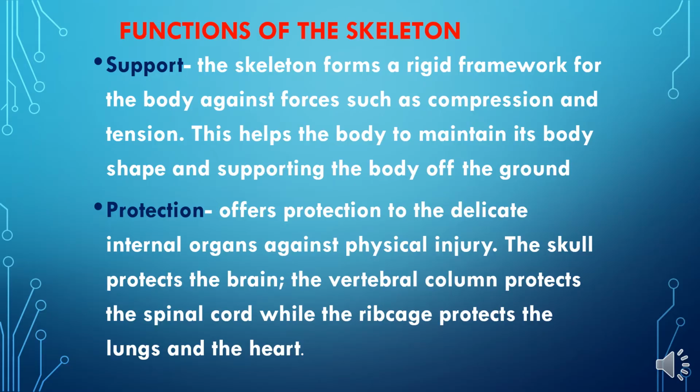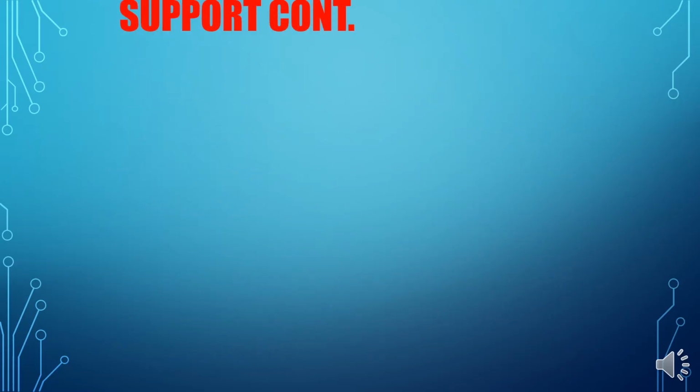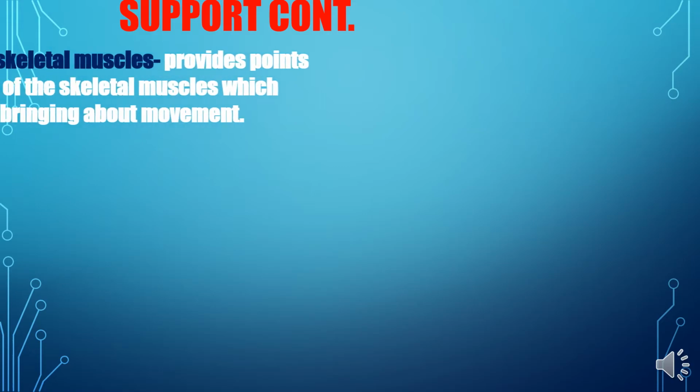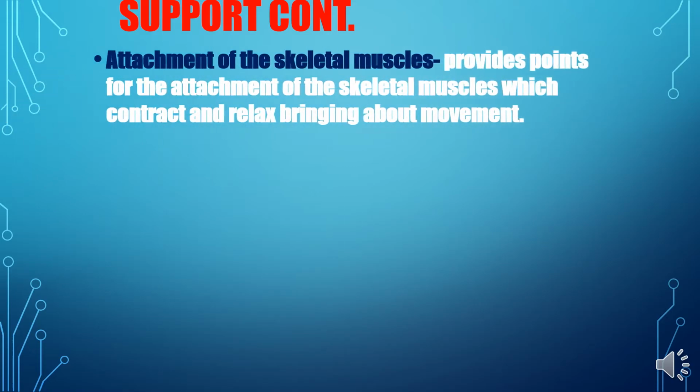The skull protects the brain, the vertebral column protects the spinal cord, while the rib cage protects the lungs and the heart. Attachment of the skeletal muscles: the skeleton provides points for the attachment of the skeletal muscles, which contract and relax, bringing about movement.